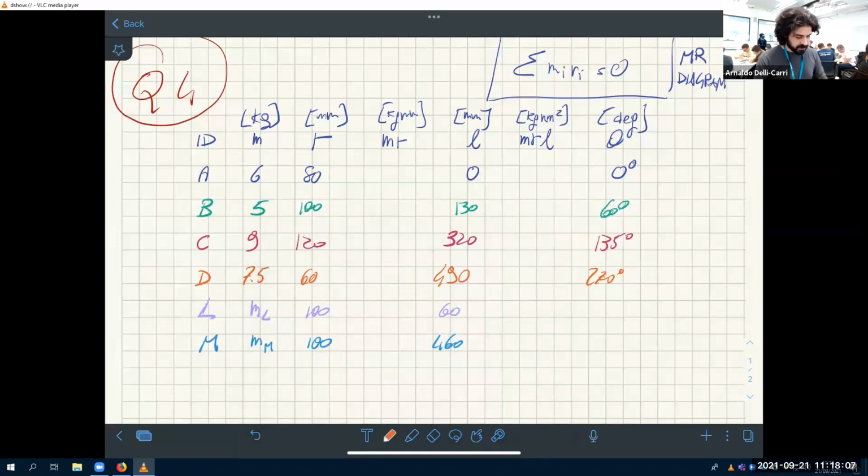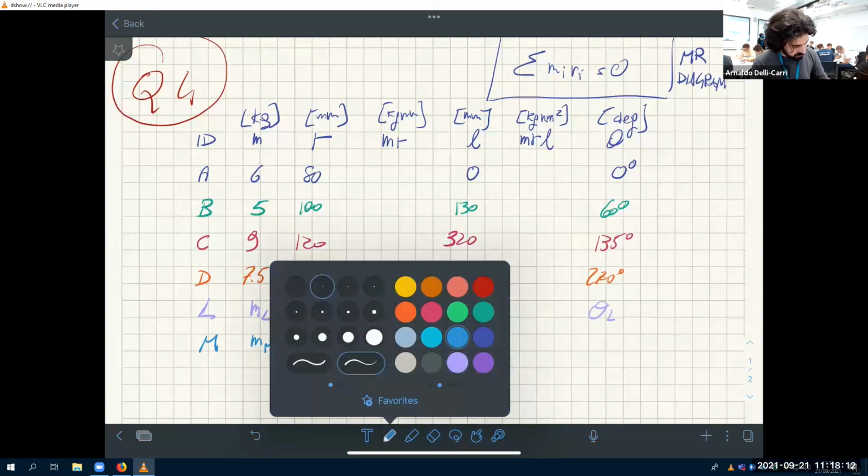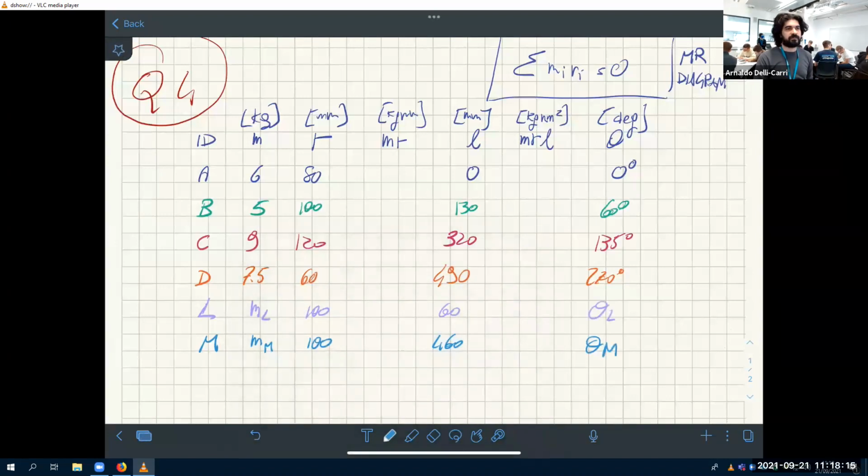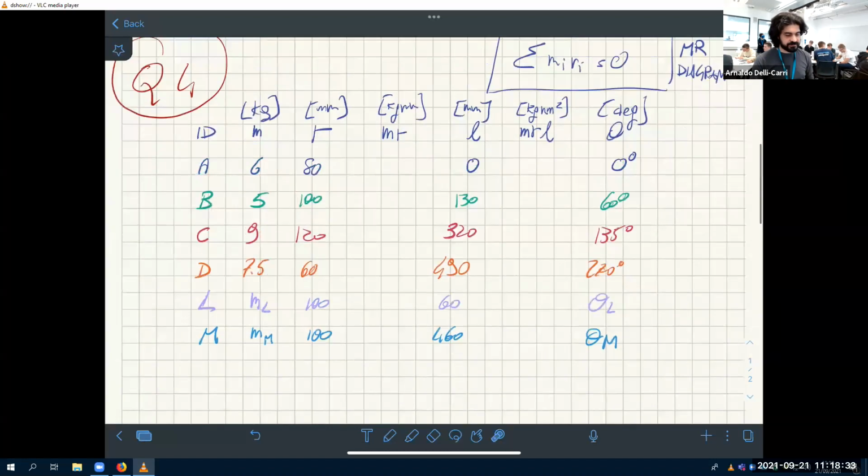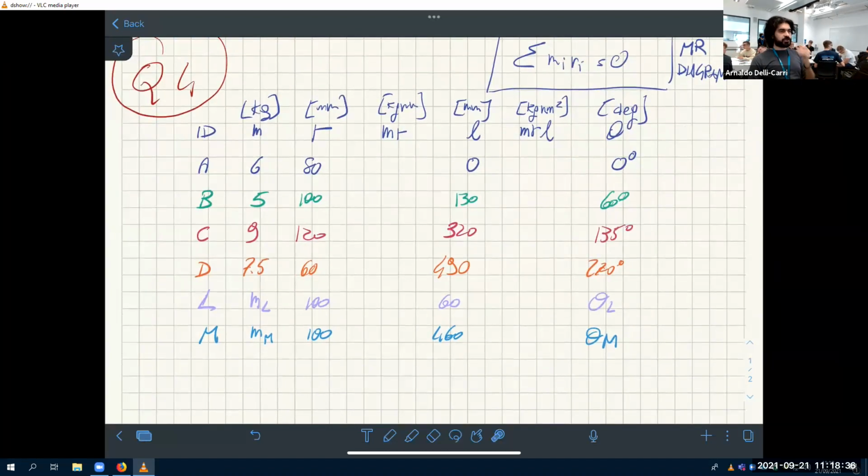All right. So we don't know theta L, and we don't know theta M. Okay, so these are the unknowns. As you can see, we have two unknowns here and two unknowns here. So this can be solved because we have two equations. One equation solves for two unknowns here, one equation solves for two unknowns here. Problem. If we write the moment equation like this, we have an issue. The issue is that four unknowns will appear in the same equation. That's not good.